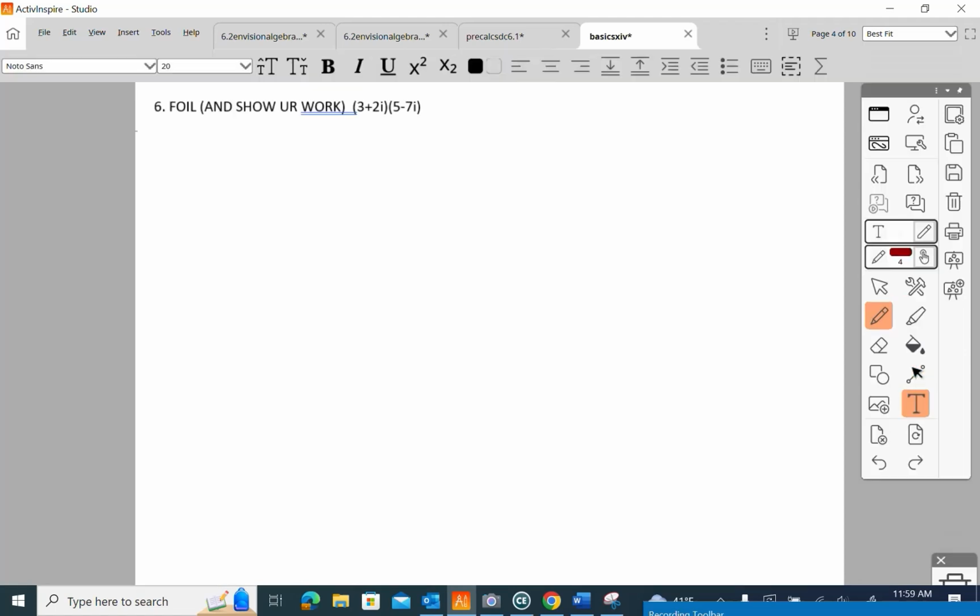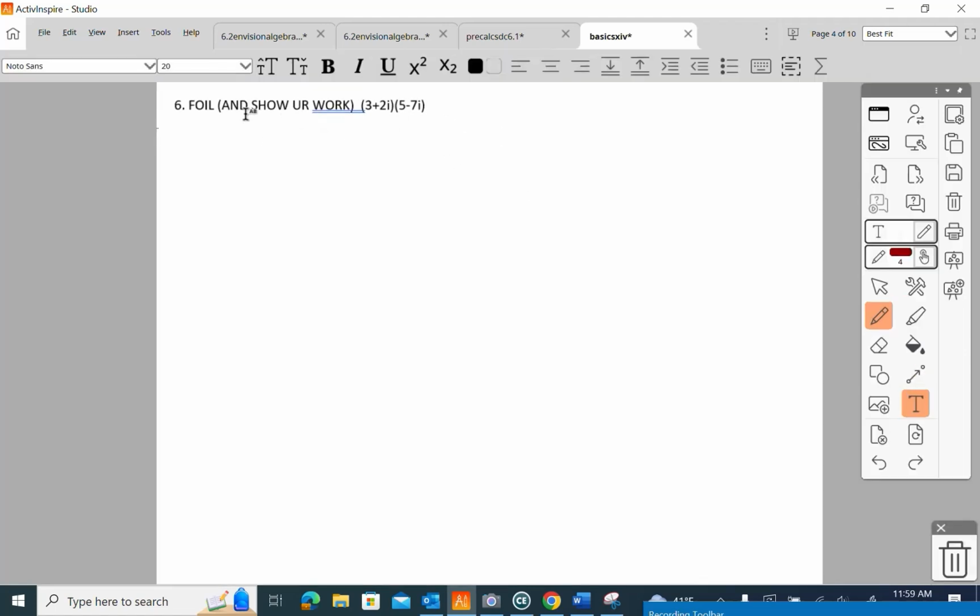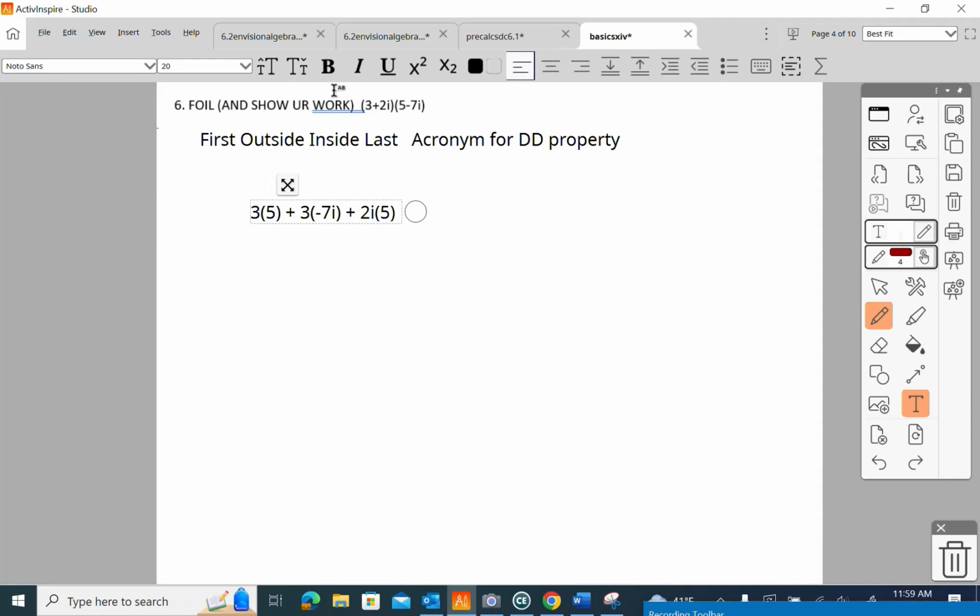We have FOIL and show your work. It's not a hard concept. I'm saying the word here, FOIL. FOIL stands for first, outside, inside, last. It's an acronym for double distributive property. That's all it is. Anyways, if I do the double distributive property, I take a 3 and a 5 and multiply them together. I take a 3 and a negative 7i and I multiply them together. I take a 2i and a 5 and I multiply them together. And I take a 2i and a negative 7i and I multiply them together.